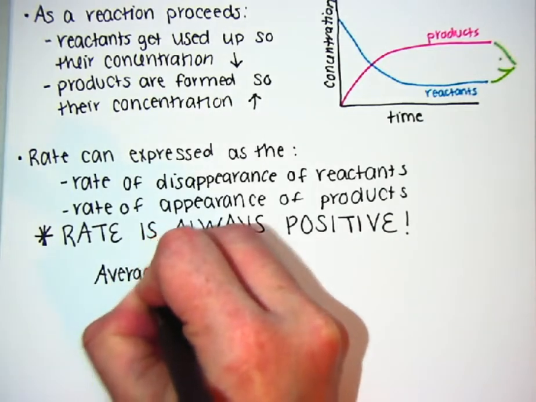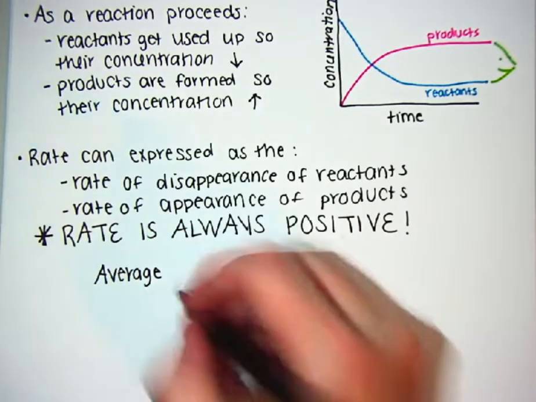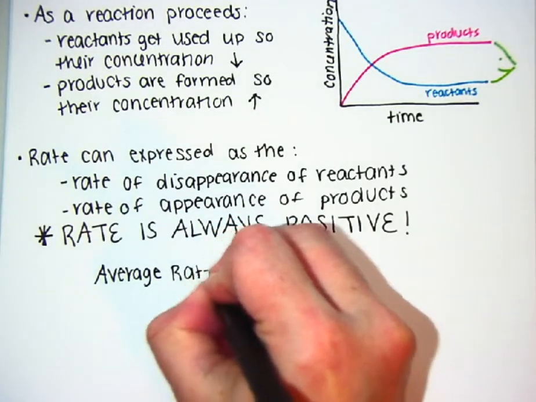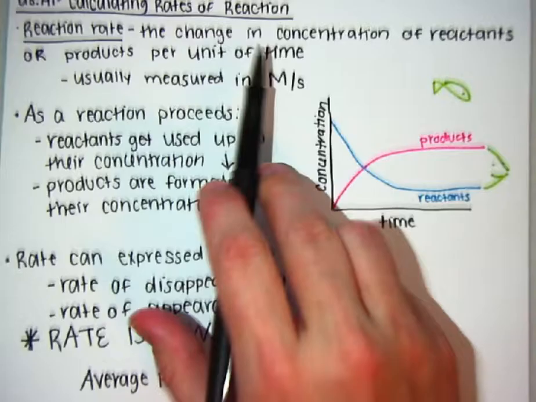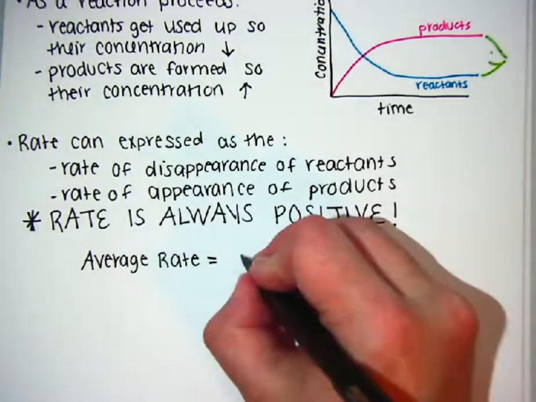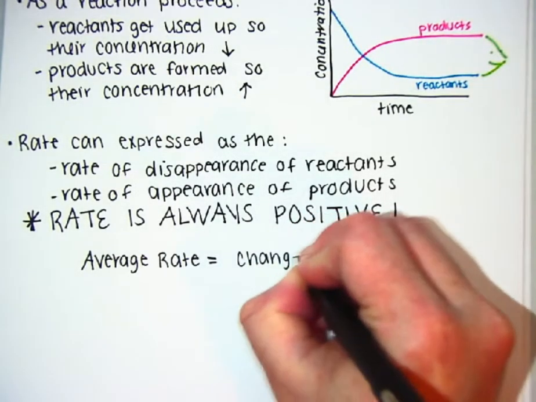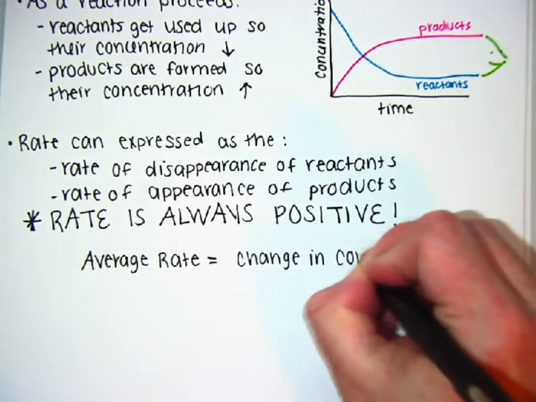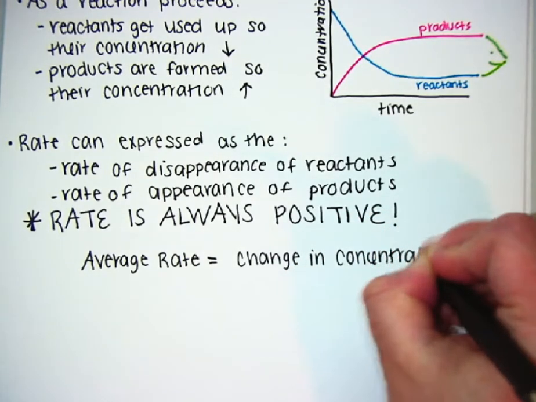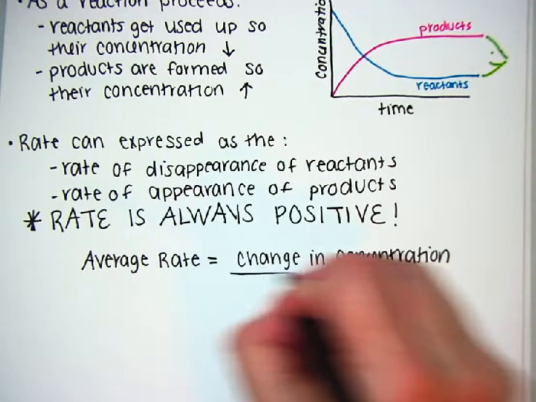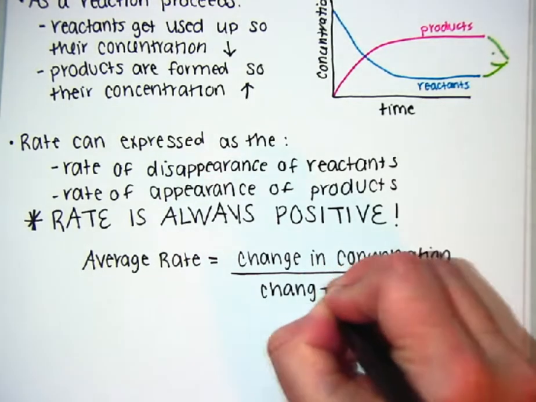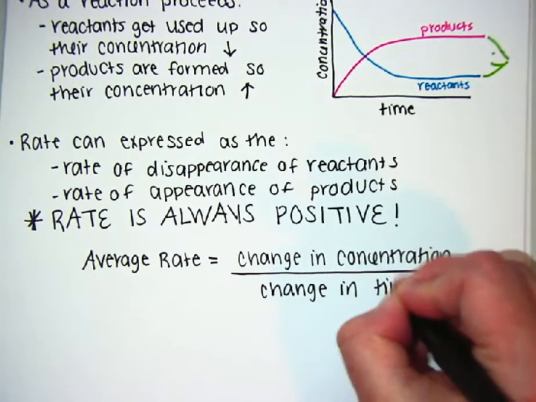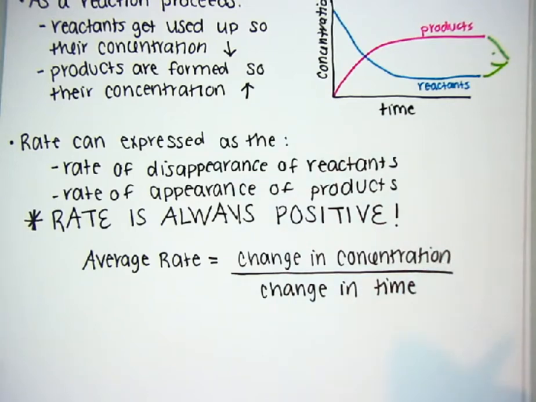All right, so let's write down our equation and then we'll look at a few examples. If we want to calculate the average rate of reaction, it's exactly what we said, the change in concentration over time. So we're going to take the change in concentration and we are going to divide by the change in time.